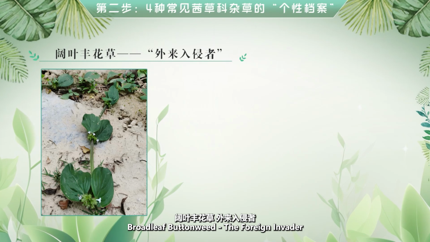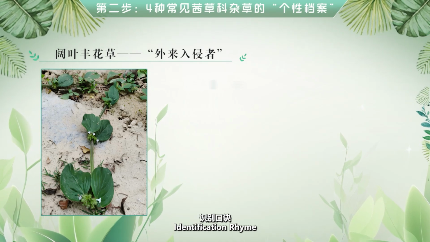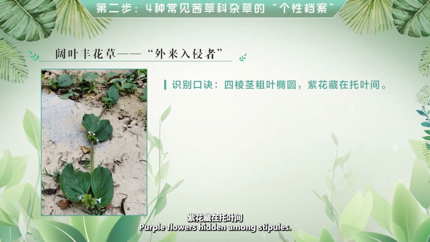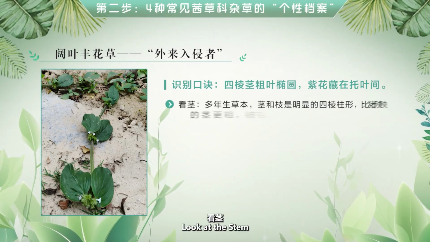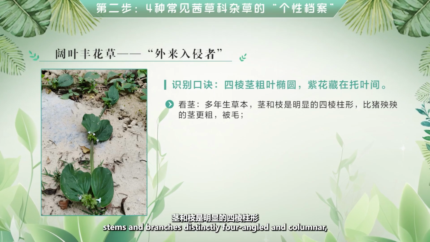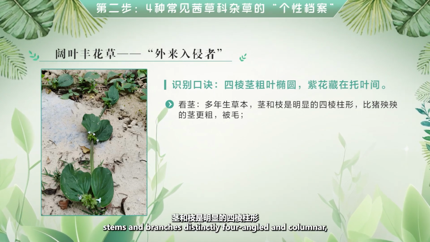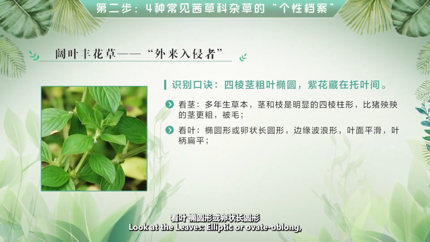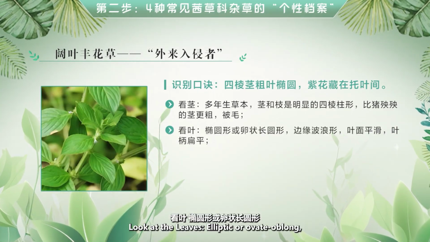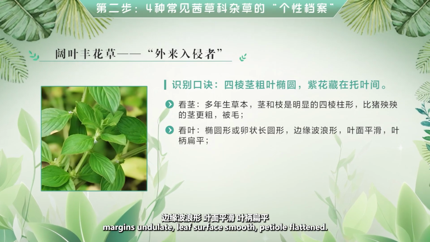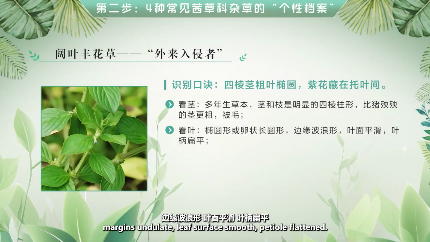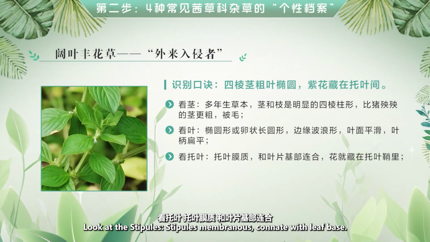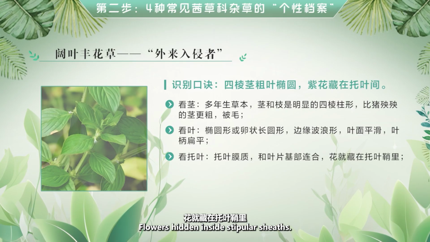4. Broadleaf buttonweed, the foreign invader. Identification rhyme: four-angled, thick stem with elliptic leaves, purple flowers hidden among stipules. Look at the stem: perennial herb. Stems and branches distinctly four-angled and columnar, thicker than cleavers, stems pubescent. Look at the leaves. Elliptic or ovate, oblong, margins undulate, leaf surface smooth, petiole flattened. Look at the stipules. Stipules membranous, connate with leaf base. Flowers hidden inside the stipular sheath.